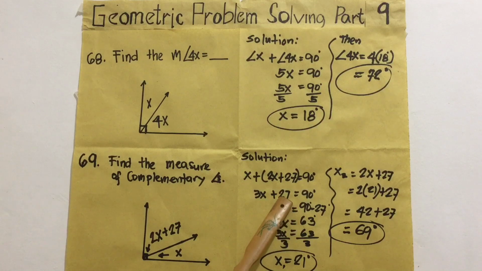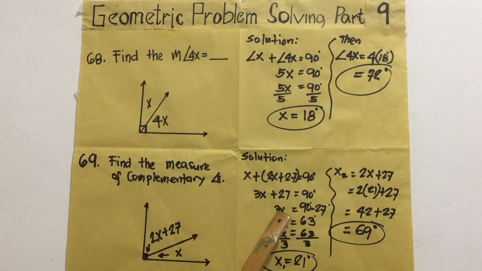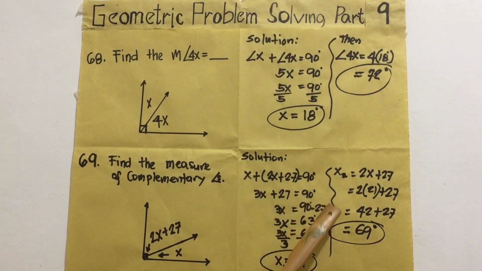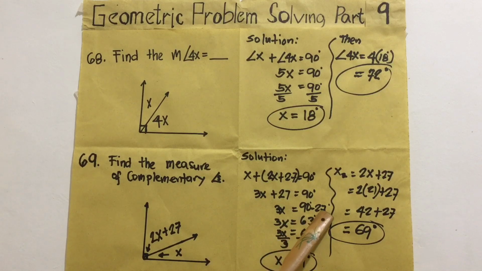Then transpose 27 to the right side of the equation, it becomes negative. Don't forget, once we transpose the number to the right side of the equation, we're going to change the sign. That's why it becomes negative 27. Then 3x, just copy. Then 90 minus 27, we have 63. And 3x divided by 3 in order to have x. Then 63 divided by 3 also, we have 21 degrees for the value of x.